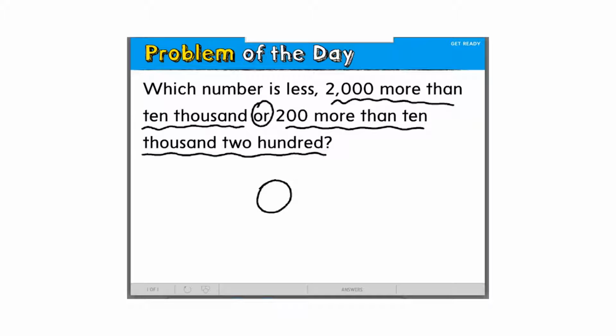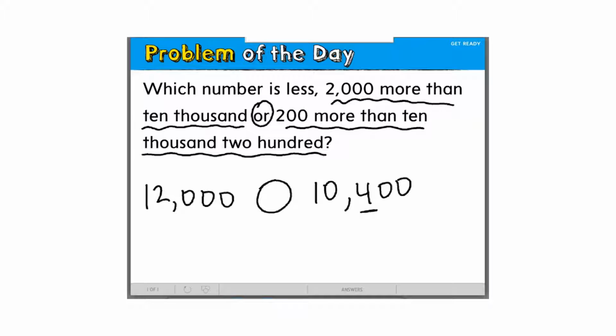12,000, right? If you added 2,000 to 10,000, that would be 12,000. And the other number is 200 more than 10,200. So what number are we going to have there? Did I hear it somewhere over there? What did you get? 10,400. Oh. Because we're adding the hundreds.